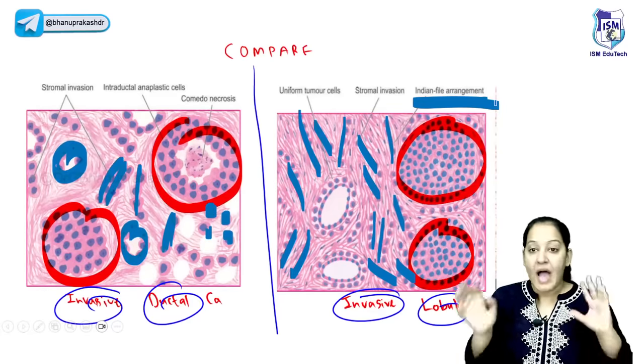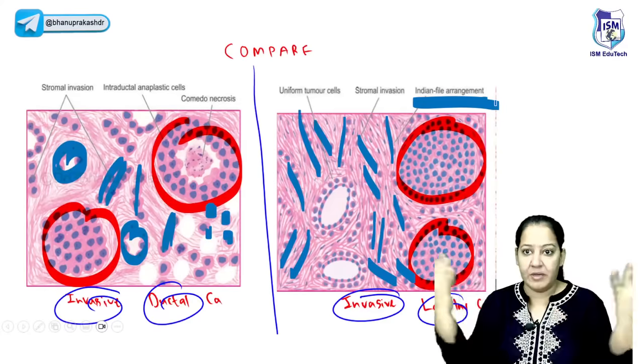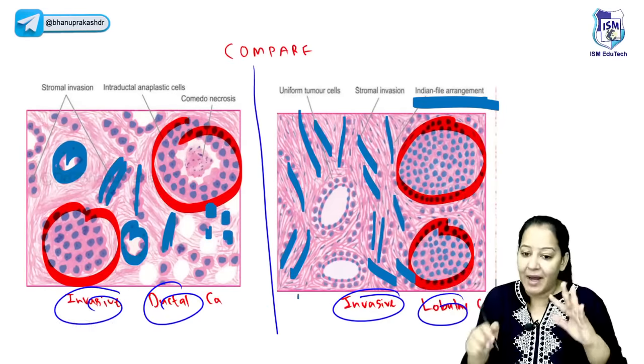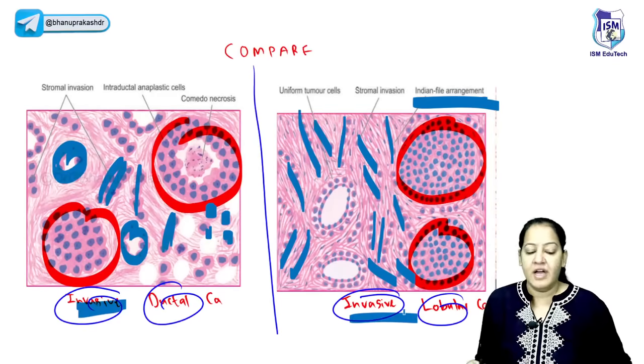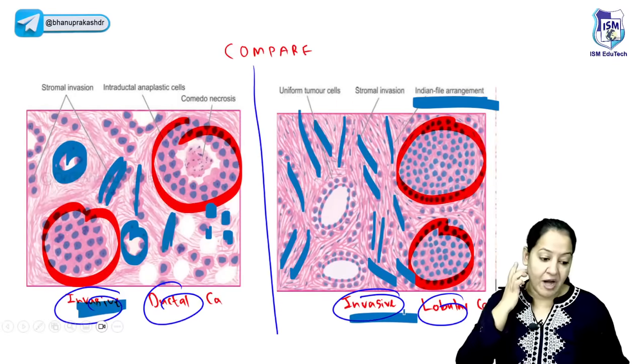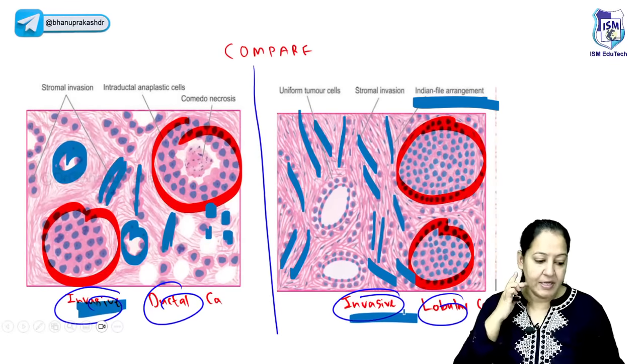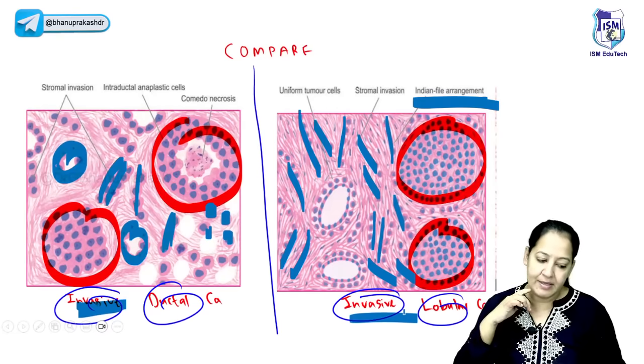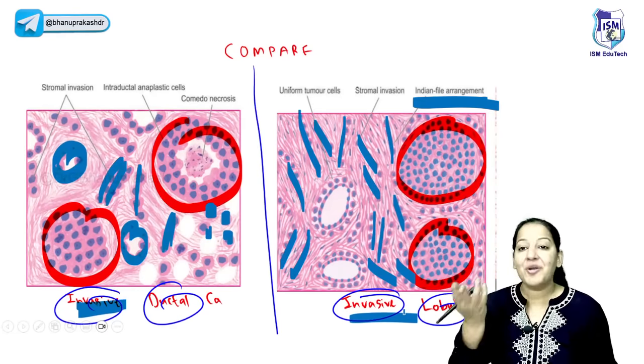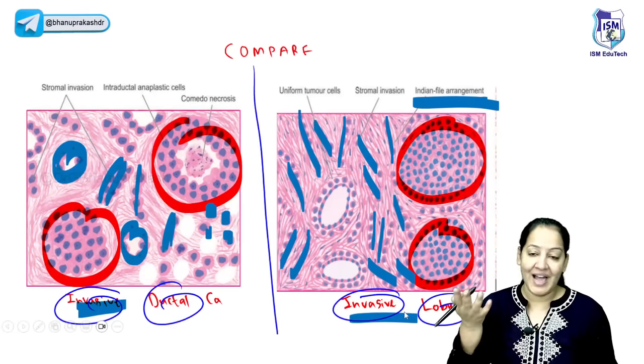How many of you got it? Appreciate, both of them have one thing common. The background contains the stroma. That's why both of them are invasive. There are no more carcinoma in situ. I tried my best to explain you. How many of you got it? Yes, Ayush, absolutely right. Yes, Dr. Marriott, absolutely right. What about others? All those who are watching live, give me a thumbs up.